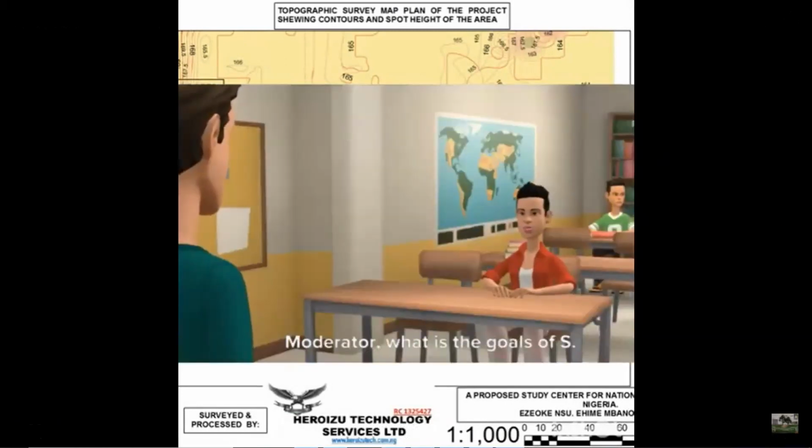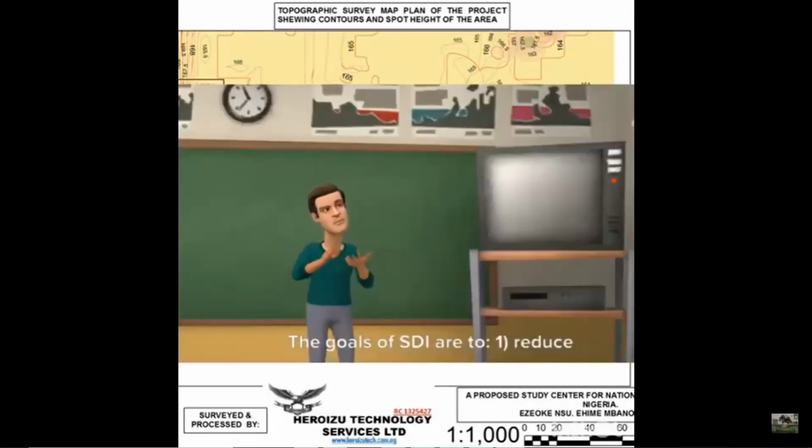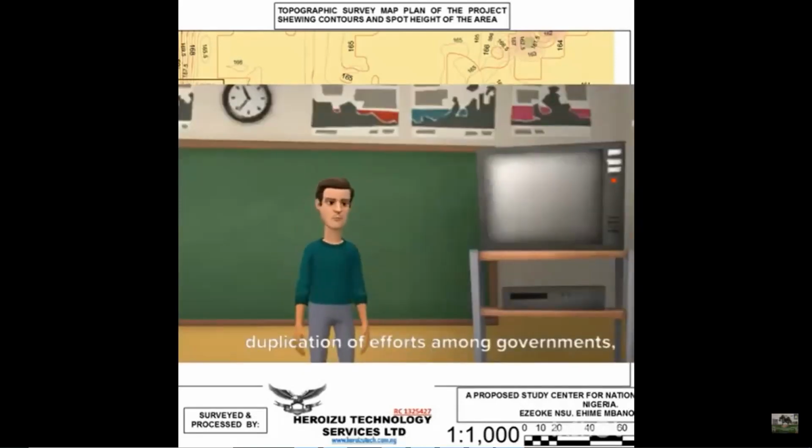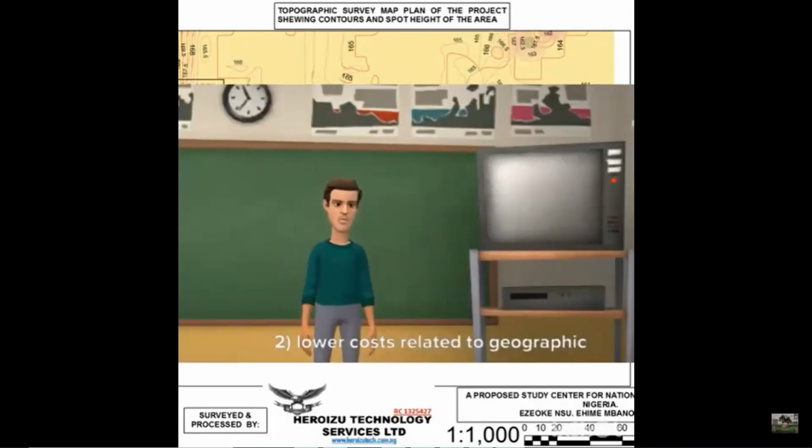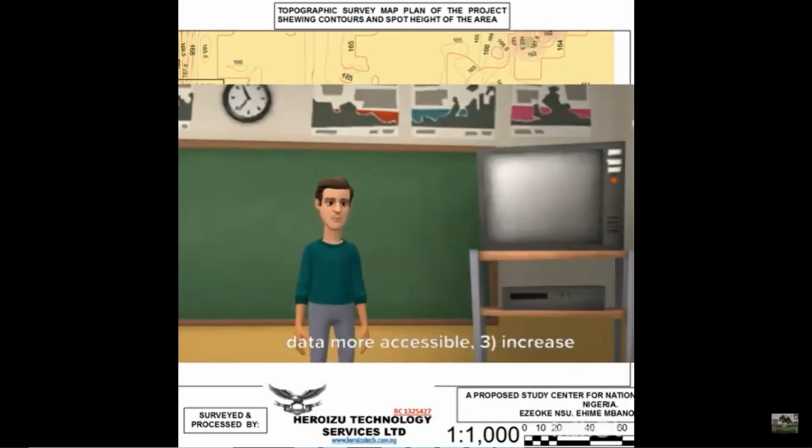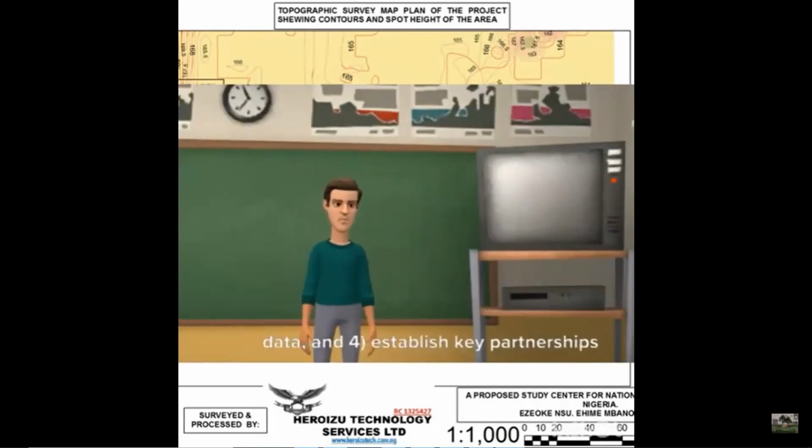Moderator, what are the goals of SDI in today's world? The goals of SDI are: 1, reduce duplication of efforts among governments. 2, lower costs related to geographic information while making geographic data more accessible. 3, increase the benefits of the available spatial data. And 4, establish key partnerships between states, counties, cities, academia, and the private sector.